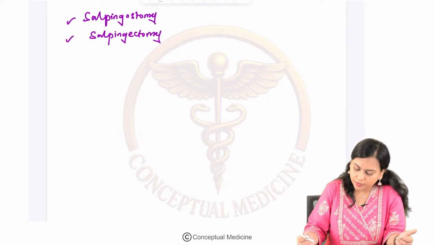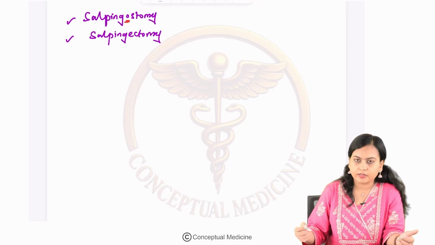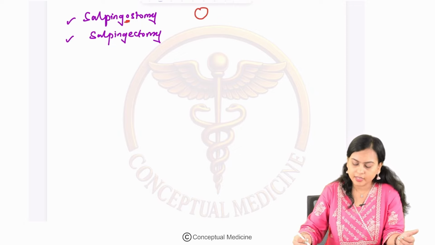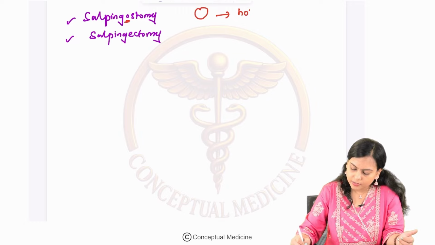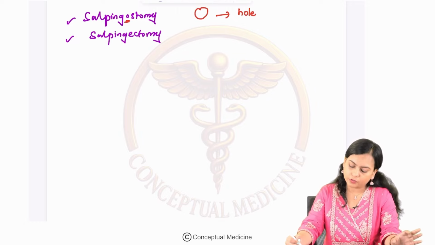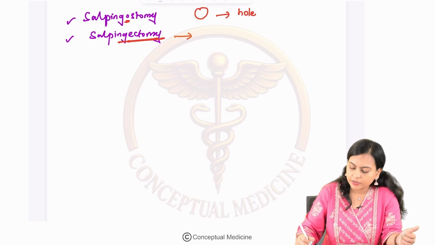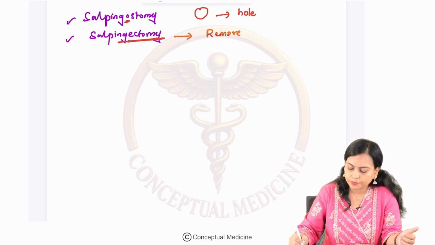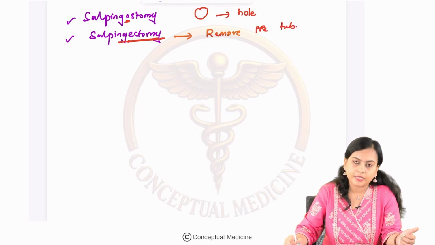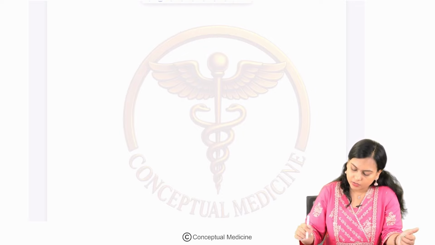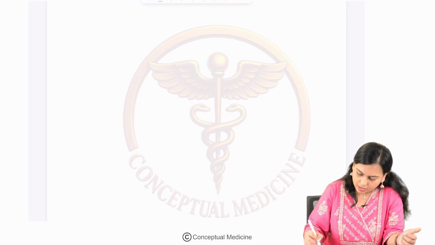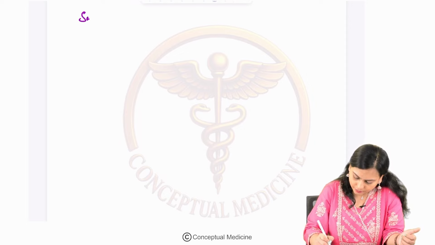Now, how to remember this? This O you have to see. O has a hole, right? So, what we are going to do with salpingostomy is put a hole in the tube. Whereas salpingectomy means you are going to remove the tube completely. So, we will see salpingostomy.